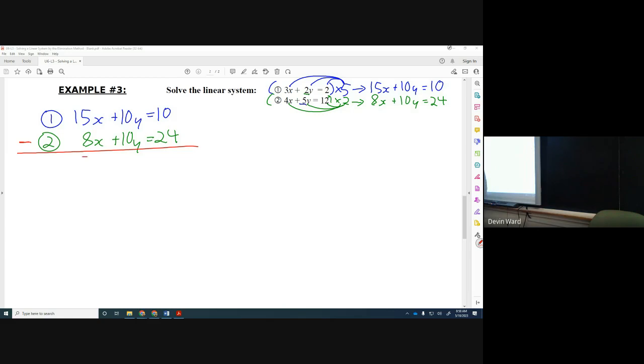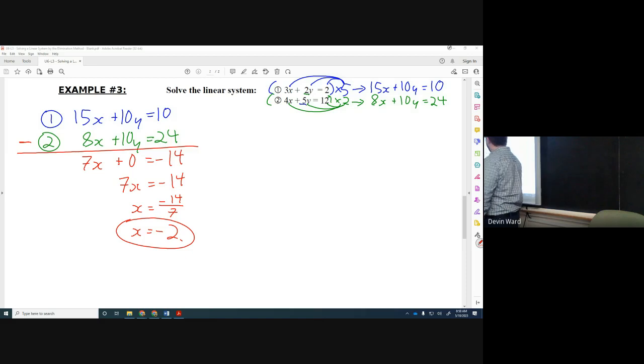So when you subtract, you should have gotten 7x. The y becomes 0 this time, and negative 14. So we have 7x equals negative 14. So x will be equal to negative 14 divided by positive 7. So we know it'll be negative, and it's negative 2. Okay, and then we can sub in the x into either of these original equations. I like to sub it into the original equation just because the numbers are going to be smaller, so it's easier for you to work with.